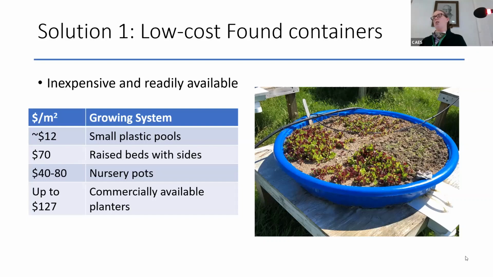And that could be wood sides. There are some wood substitutes being used as sides, or cinder blocks, nursery pots, or commercially available planters. If you go to Lowe's, you can find a variety of different types of planters made out of resin, half barrels, and all sorts of things that are maybe up to 2 feet in diameter or on a side. And those can be as much as $127 per meter for growing area.